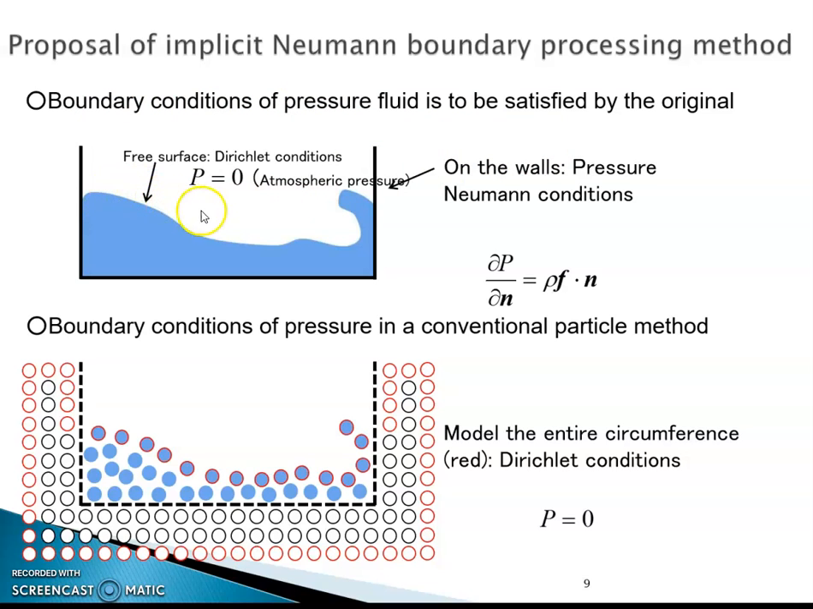We can see here the free surface should represent the Dirichlet condition, which is P equal to 0 due to the atmospheric pressure, and on the wall it should represent the pressure Neumann condition. The conventional particle method uses the model of the entire circumference. The red one shows the Dirichlet condition, where the Neumann condition was affected.